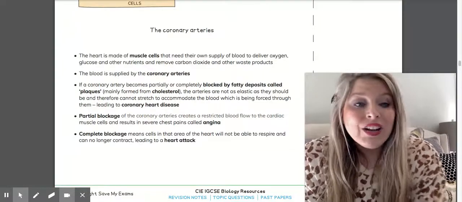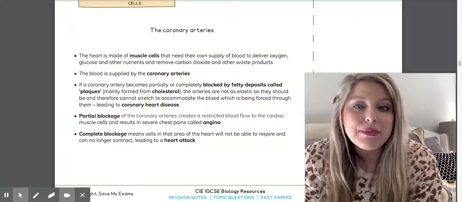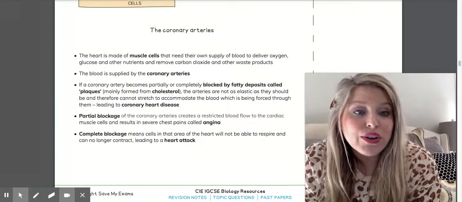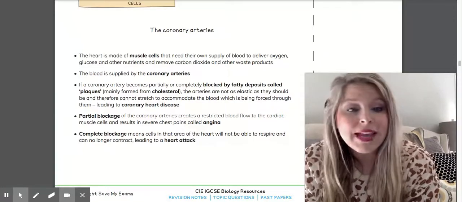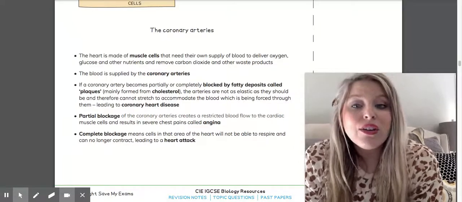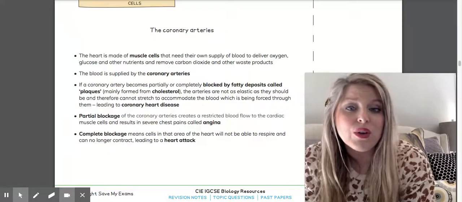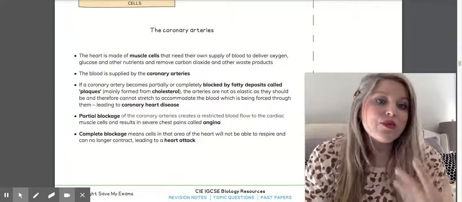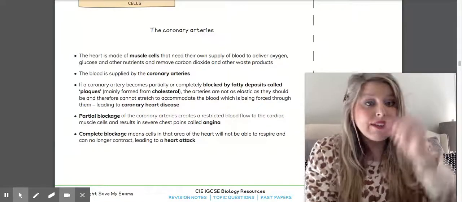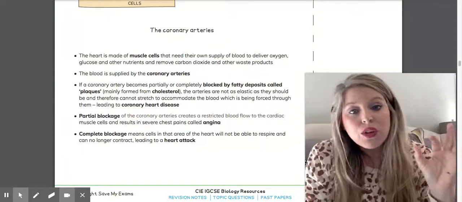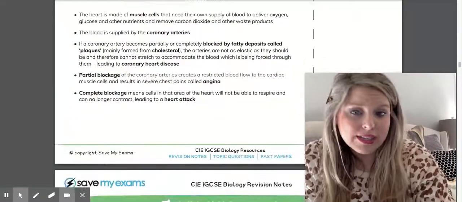Now, when an artery becomes blocked by fatty deposits called plaques, we mainly call this being blocked by cholesterol. So those arteries are not going to be elastic. They're not going to stretch to accommodate the blood that's being forced through them. And this is what leads to coronary heart disease. You can have a partial blockage of your artery, which is just going to restrict blood flow and ultimately cause really severe chest pains. That's one of the first signs of coronary heart disease. We refer to this as angina. Or you can have a complete blockage, which means that area of the heart will not be able to respire and cannot contract, and this is what ultimately leads to a heart attack.